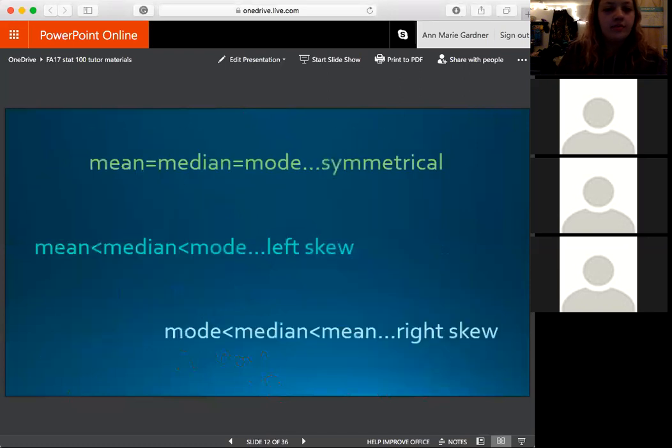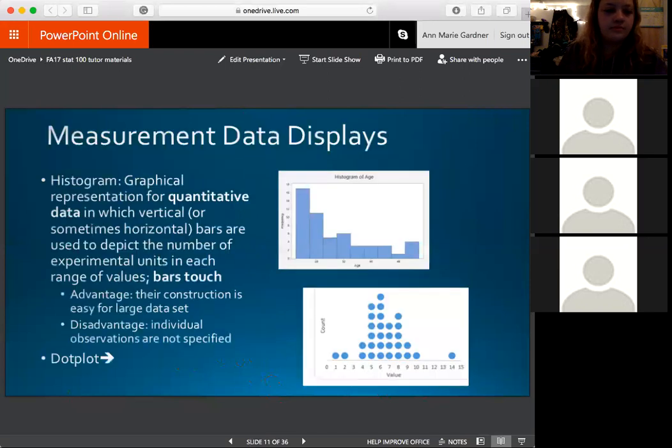Okay, so we're going to talk about data displays for measurement data. Remember, this is the same thing as when we talk about quantitative data. So measurement data displays, same idea: quantitative data.